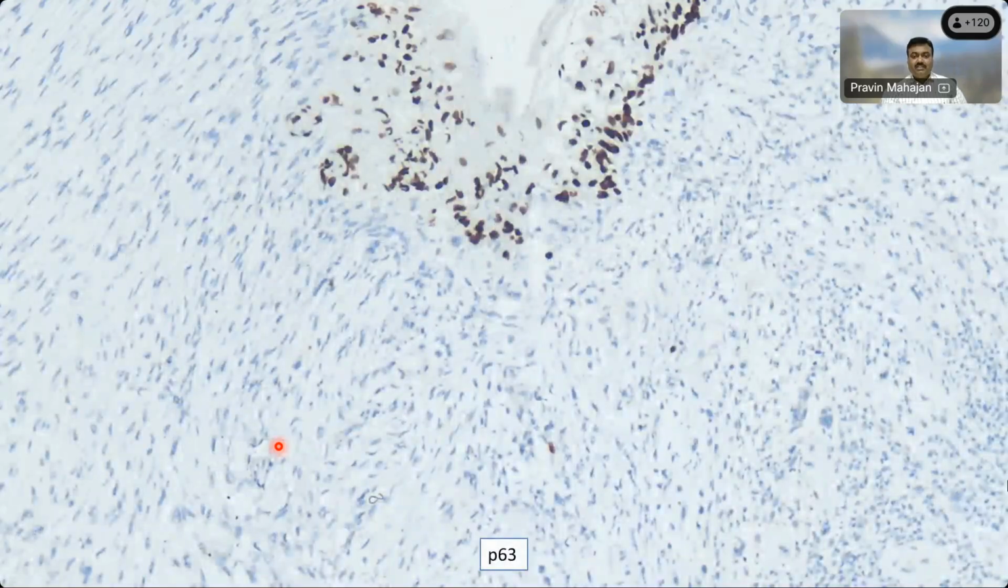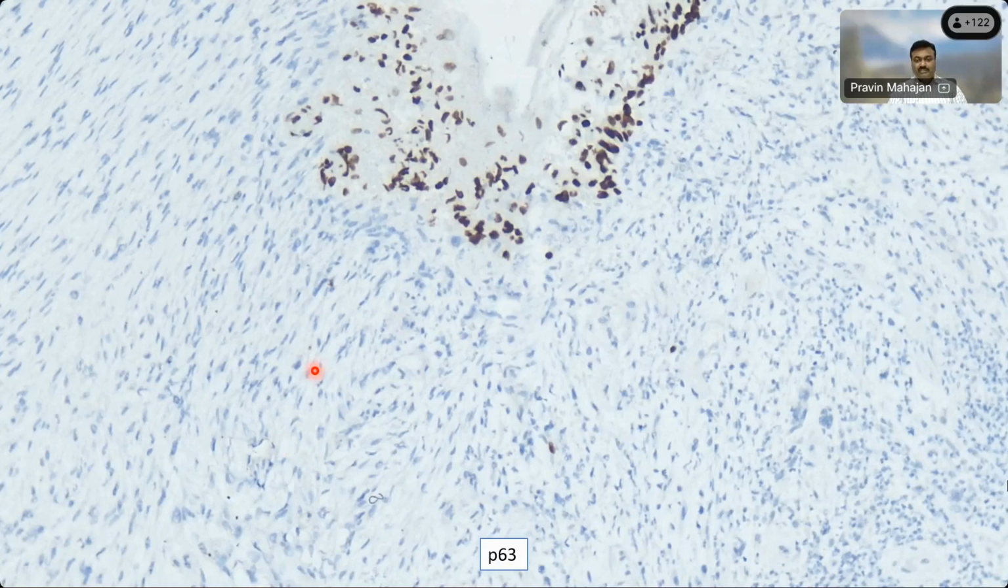Okay. When we are dealing with something like this and we think it is a spindle cell sarcoma, or a spindle cell squamous carcinoma at this site, we also do a marker called P63, and it usually comes positive in some of these tumor cells.